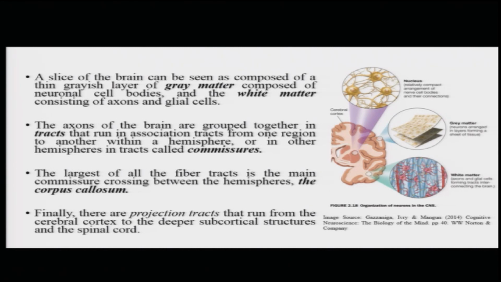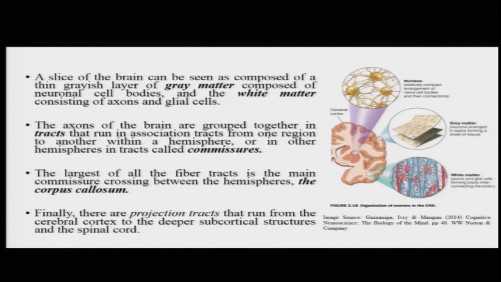Now the axons of the neurons in the brain are grouped together to form tracts that run in association from one region to another, sometimes within a hemisphere, and sometimes they cross the hemisphere and move towards the other hemisphere through what are called commissures. We will see all of these things in a lot of detail going further.